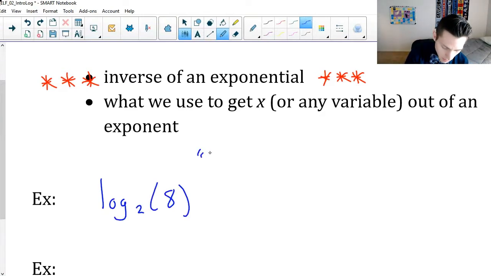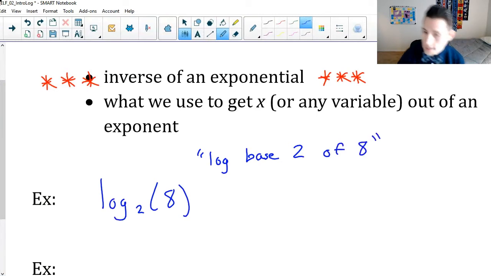So here's an example. The way that I would say this is log base 2 of 8. Whatever that little number is down below there, we call that the base of the logarithm. So log base 2 of 8. People freak out when they look at logarithms because maybe it looks strange. There are 2 different numbers, there are these weird letters, but it's not so bad a lot of times.